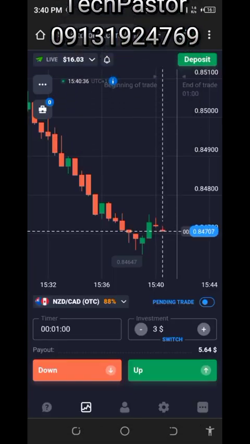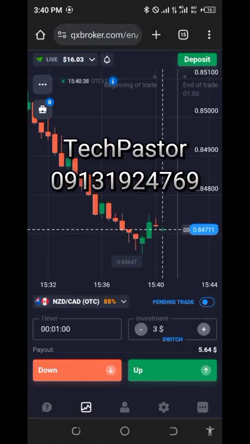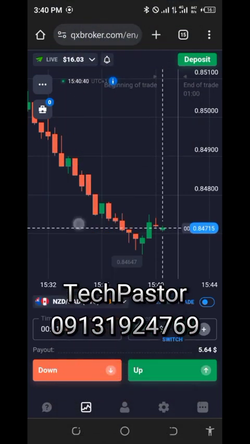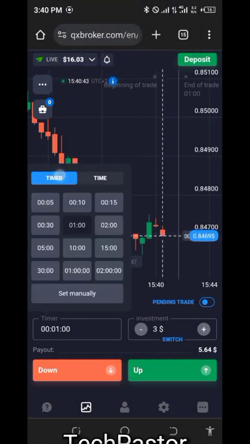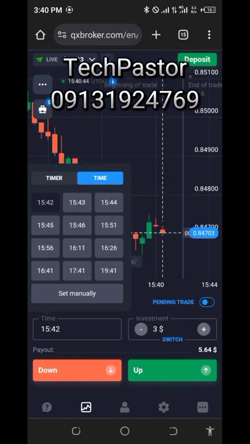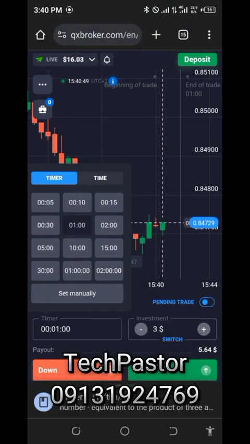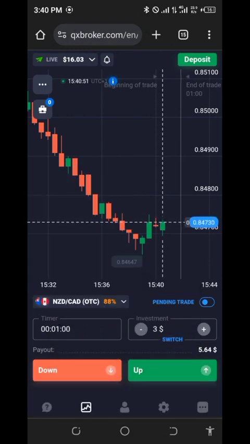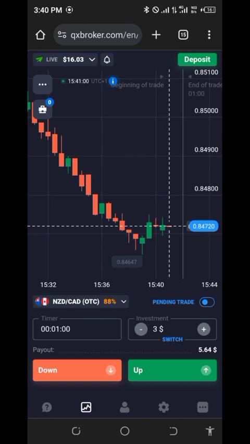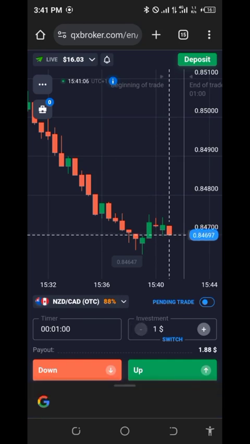Then number two is the time. There are two types of time, the timer and the time. I don't usually trade with this. We trade with the timer, so you set it to 1 minute. Then the next thing you have to do now is the amount. Depending on the percentage that you see here, that determines the profit you are going to get. The minimum amount you can use to trade is $1.